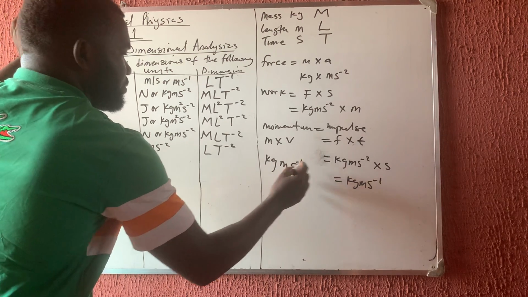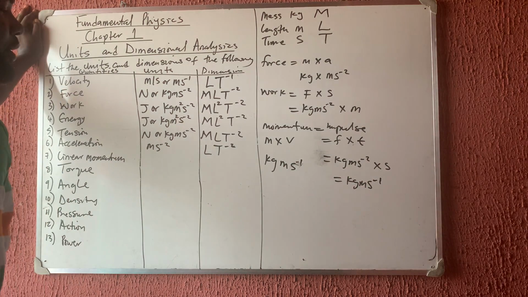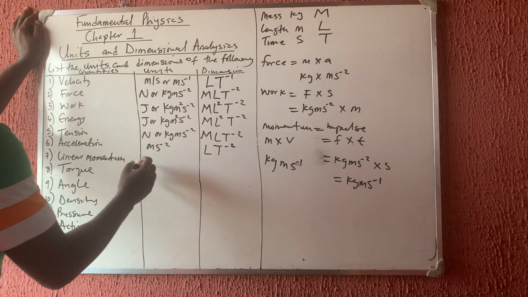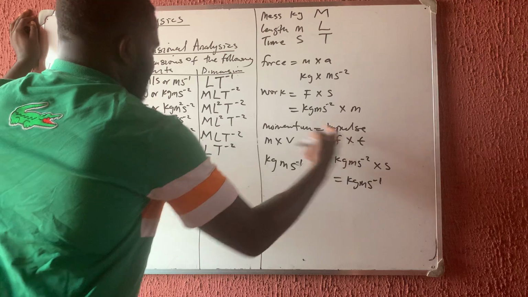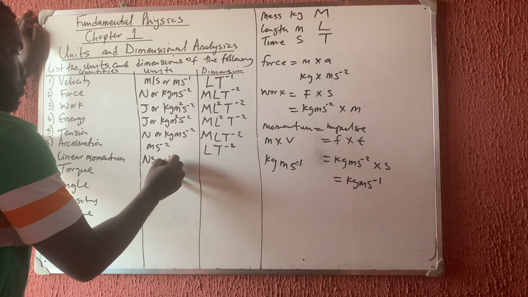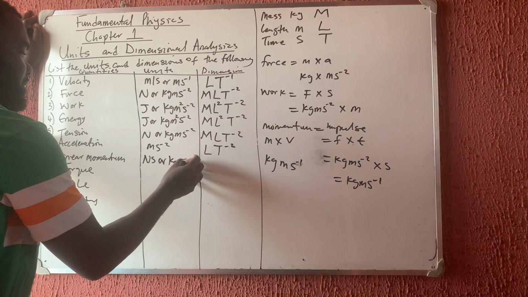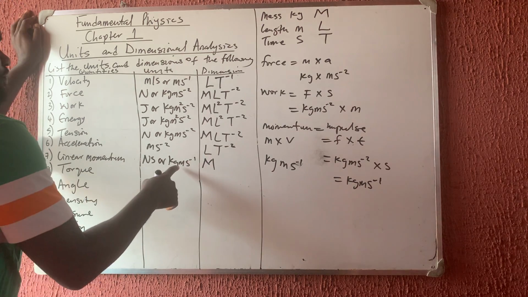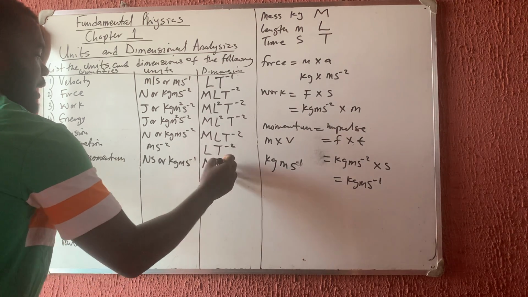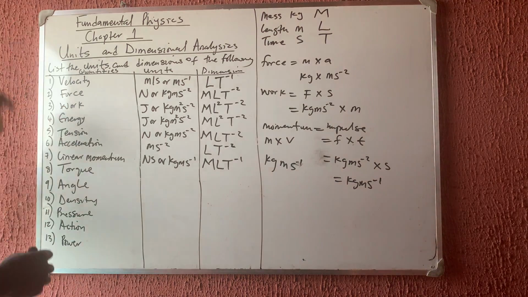Per second. So if you look at it, they are the same thing. So the SI unit for linear momentum is what? Newton seconds. That is force times time, Newton seconds. Or you say that it is what? Kg meter per second. So which is what? My kg is what? Mass. My meter is what? Length. Then T is what? Minus 1. So that is that.